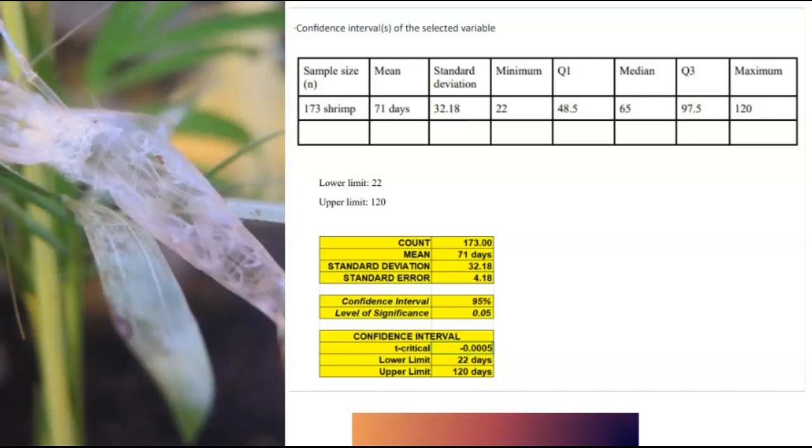Here we look at the count of 173 individuals with a confidence interval of 95% and a level of significance of 0.05. We get a mean of 71 days, a standard deviation of 32.18, and a standard error of 4.18. My T-critical score was negative 0.0005. My lower limit was 22 days, and my upper limit was 120.